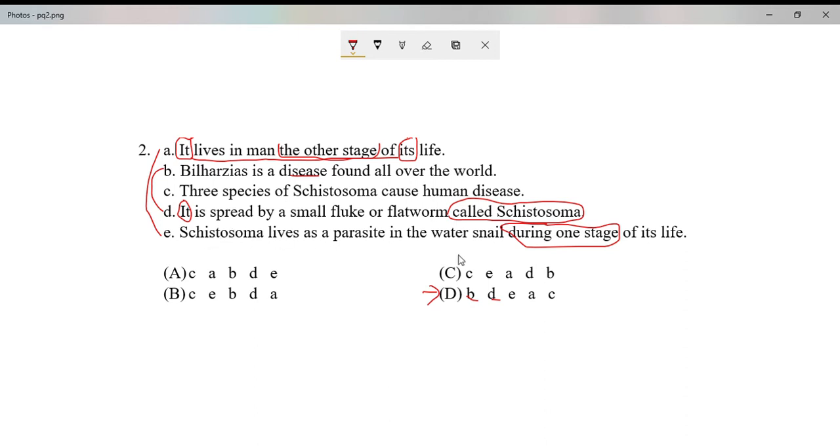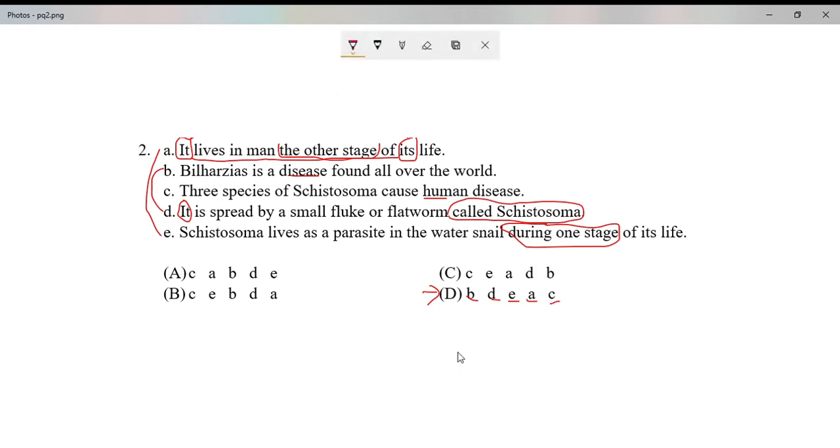Schistosoma lives as a parasite during one stage of its life, E. And then A, it lives in man the other stage. Okay, so one stage and then the other stage. And then C is the odd man out. Three species of schistosoma cause human disease. Once it tells us that it lives the other stage in man, it can talk about it being a human disease. So C is the last choice.